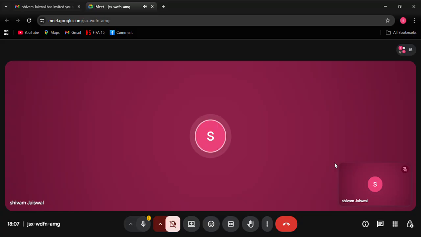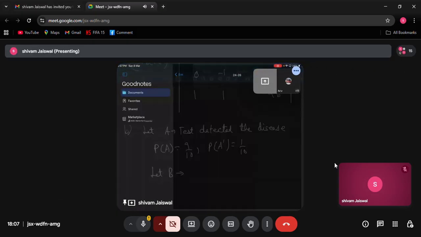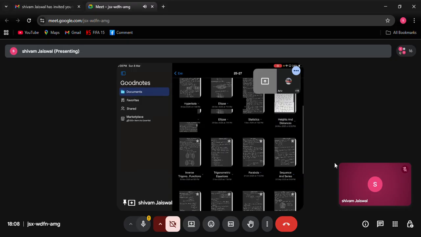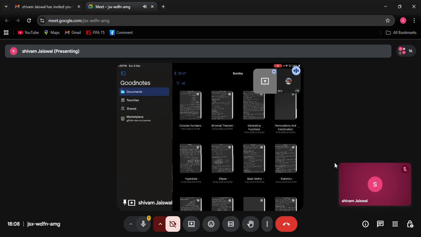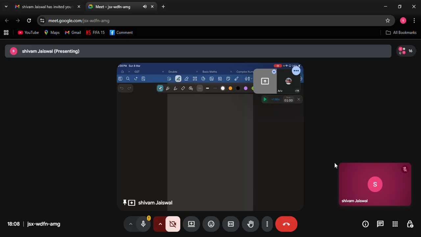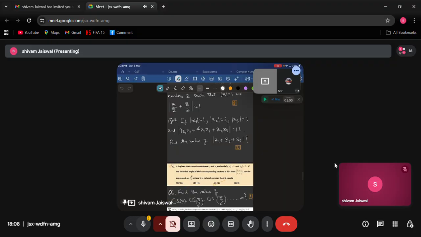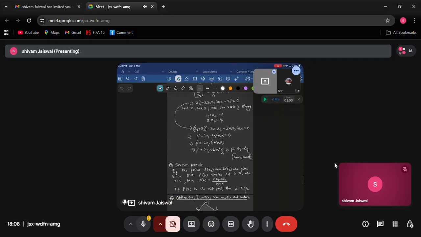We will start with complex numbers. Can everyone see my screen? So I had given some homework questions. Let us see. Yes, these were the homework questions I had given. Let us discuss.